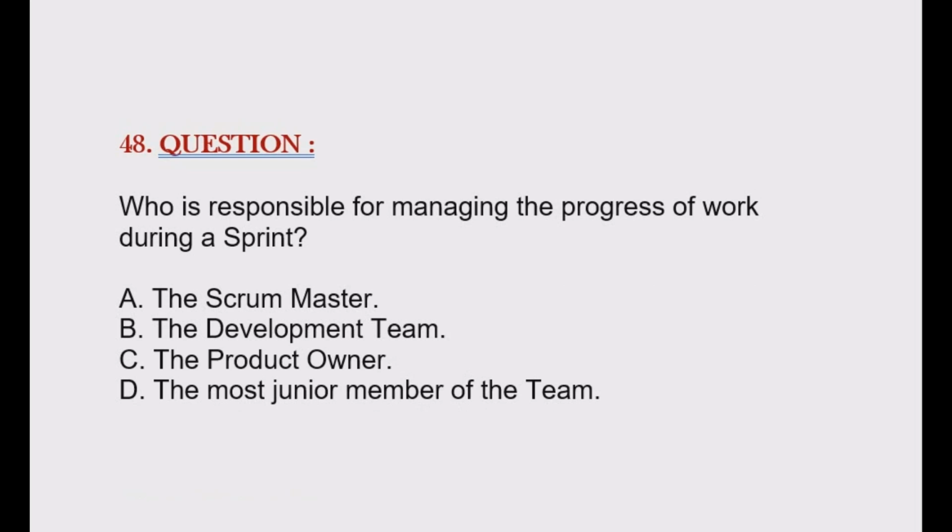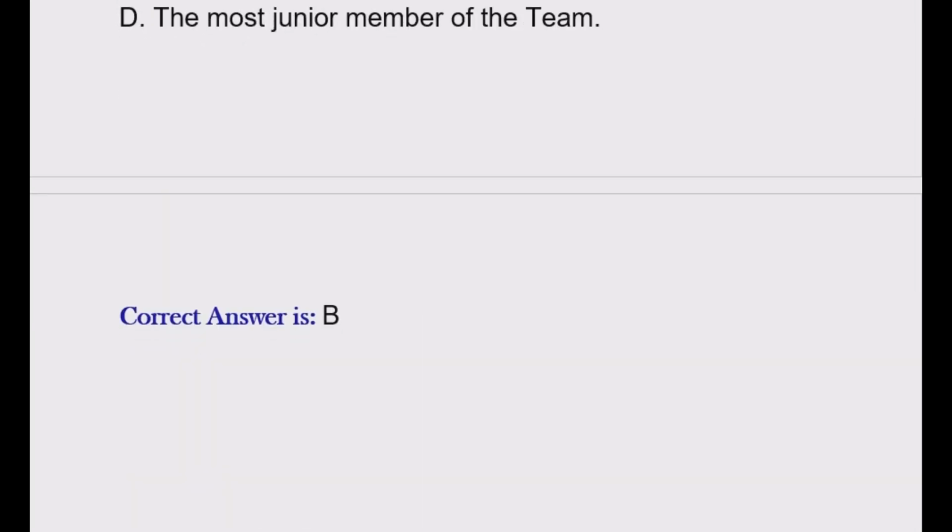Question is, who is responsible for managing the progress of work during a sprint? Option A. The Scrum Master. Option B. The development team. Option C. The product owner. Option D. The most junior member of the team. Correct answer is option B.